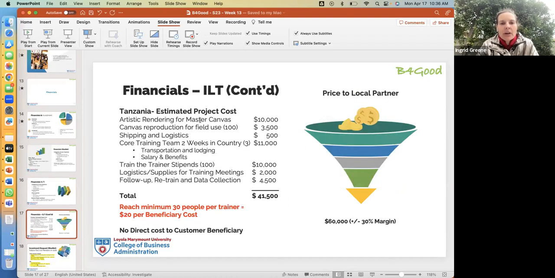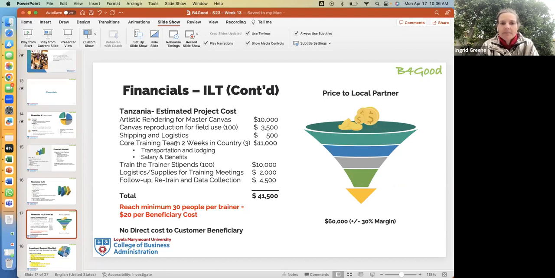The artistic rendering for the master canvas, as I said there, your master canvas and paper and different things that you'll use at the training. That's going to be $10,000. The canvas reproduction is $3,500. Shipping and logistics is $500.